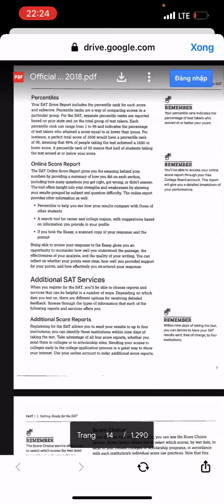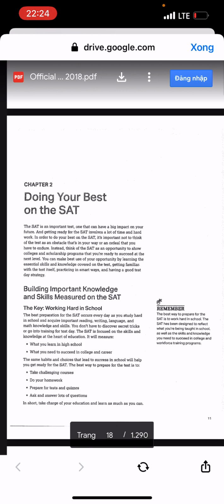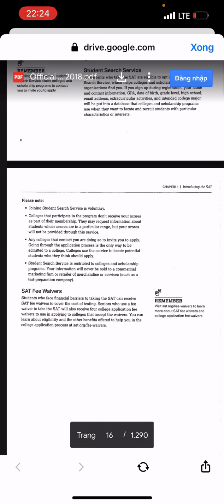So I think that's the halfway point of the first chapter. I think tomorrow I will read the rest of chapter 1 about the SAT exam.